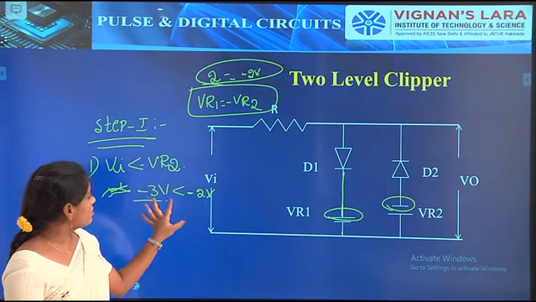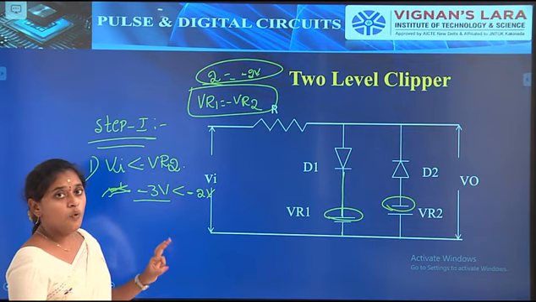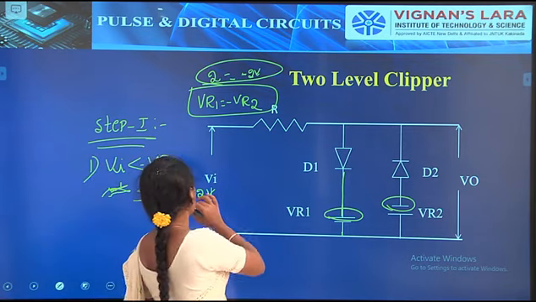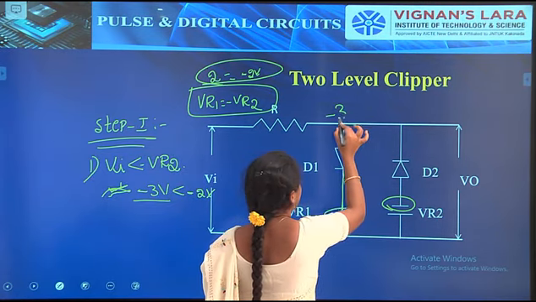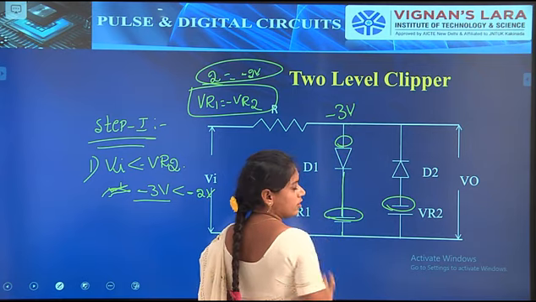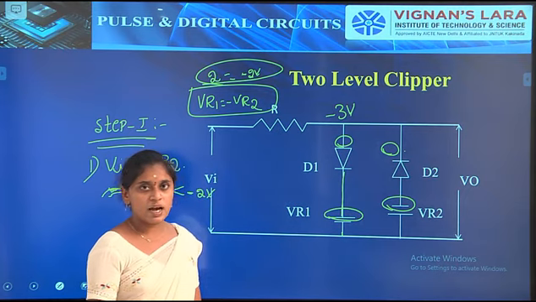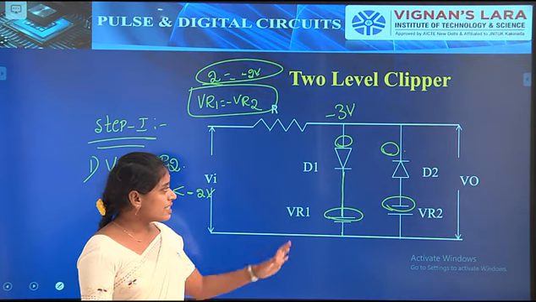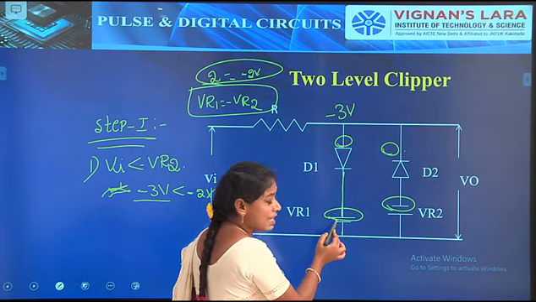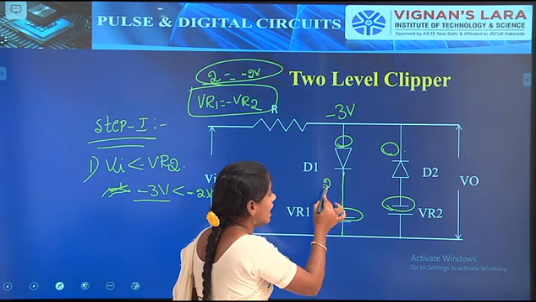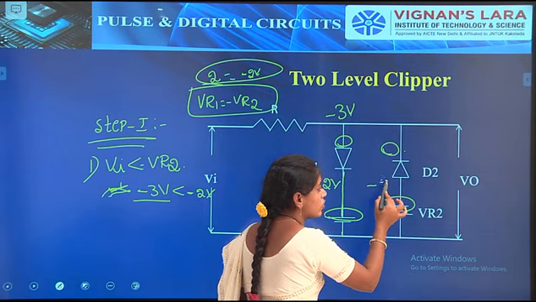With a negative signal, that is Vi less than minus VR1 level, what happens? We have to check. The negative signal, minus 3 volts, is applied to the anode of diode D1 and at the same time the cathode of diode D2. What is the output condition? We assume VR1 will be 2 volts and VR2 will be minus 2 volts.